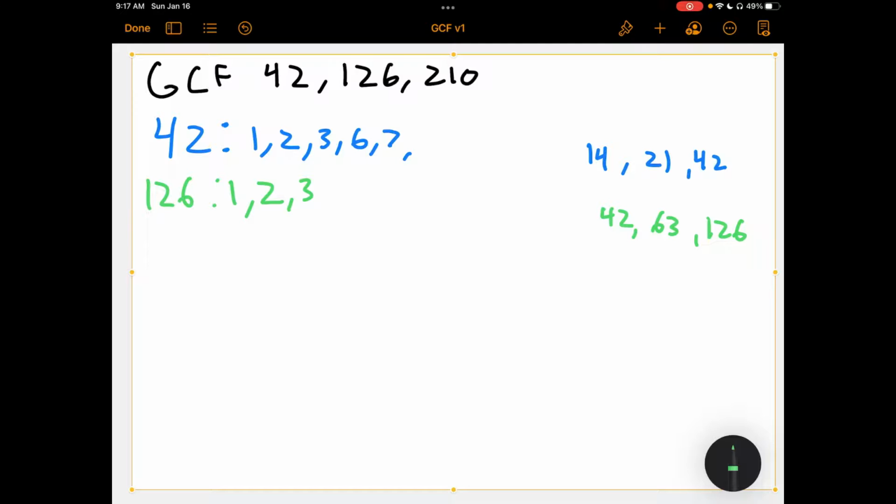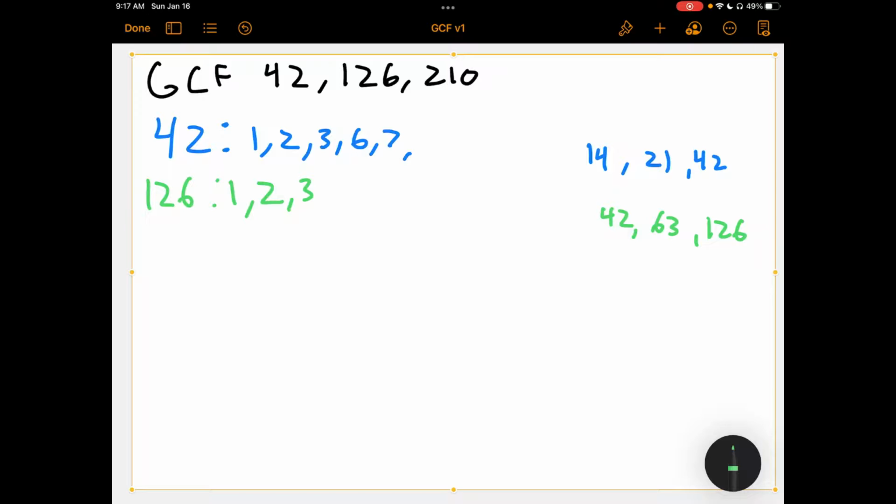Now we could keep going and do the same process we did in number 1, where we kept going for 126 divided by 4. But because that greatest number has shown up, you could stop right there. But we don't know if 42 is going to be a greatest common factor of 210. So we have to keep going.